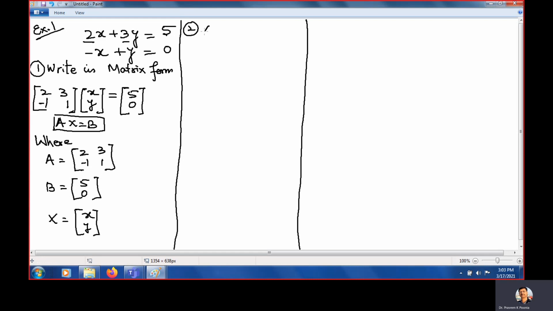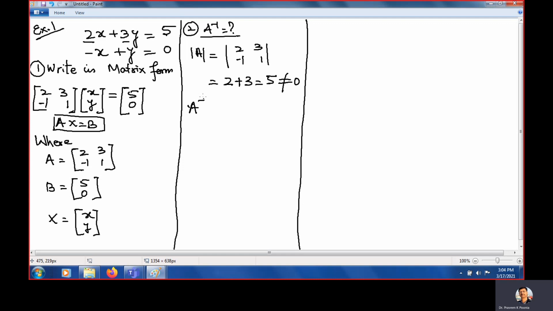In step 2, find A inverse. So for A inverse, what we need to do? Find determinant of A. Determinant of A means 2, 3, minus 1, 1. It is 2 into 1, 2, minus 3 into minus 1 is minus 3. So the value is 5. So it is not equal to 0. Therefore, definitely value of X and Y possible.